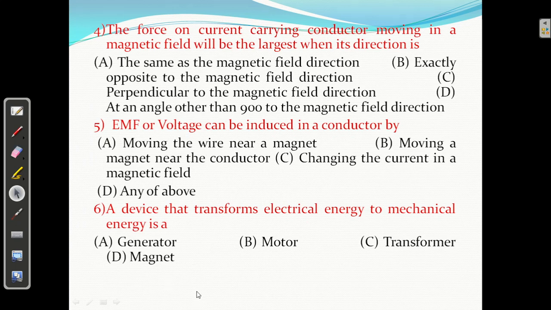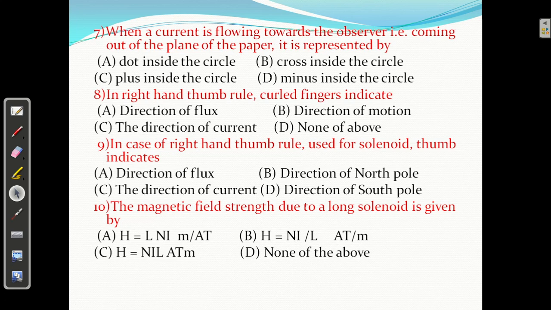Question number 7. When a current is flowing towards the observer, that is coming out of the plane of the paper, it is represented by. We have already discussed in theory, when the current is coming out towards us, it is represented by dot. Clear? So the correct answer is A, dot. And अगर current हमसे दूर जा रहा है, away from us, it is represented by cross.